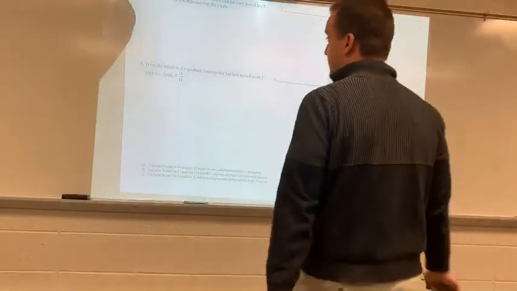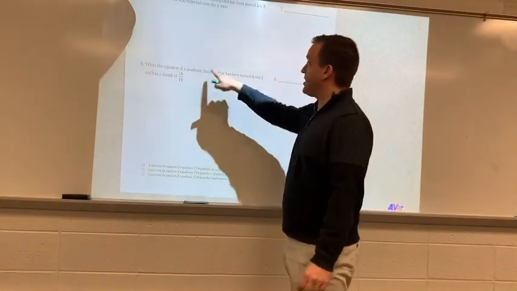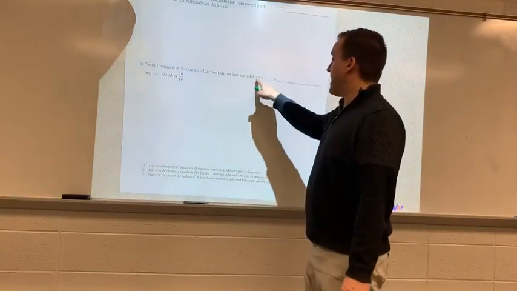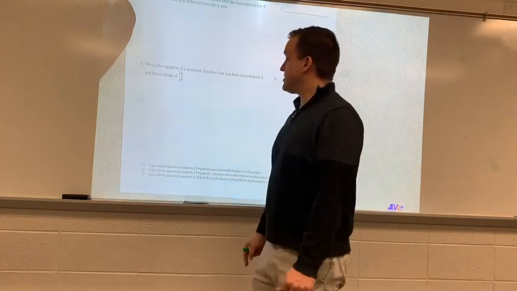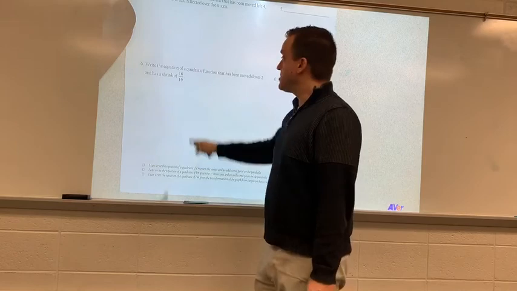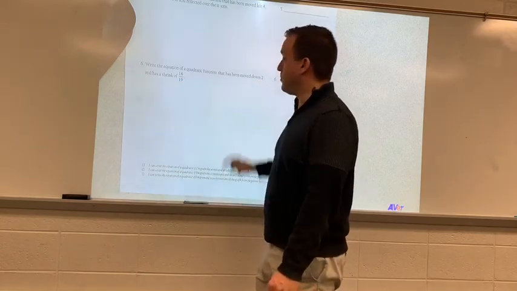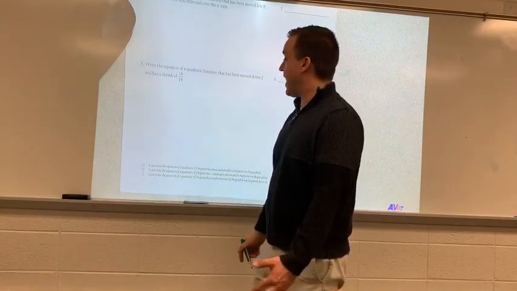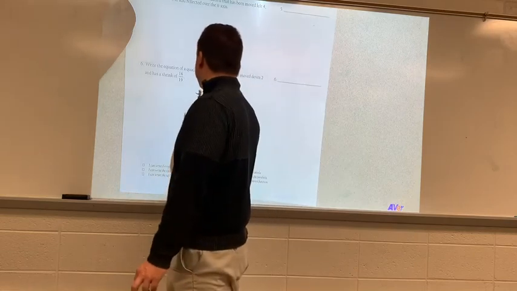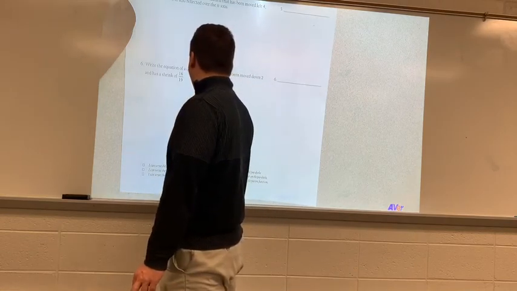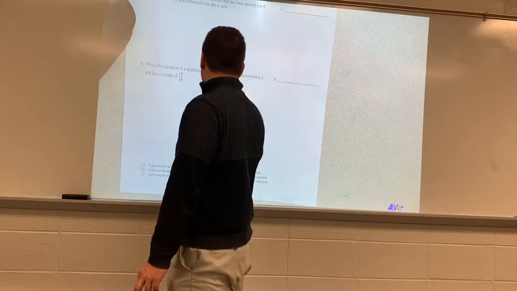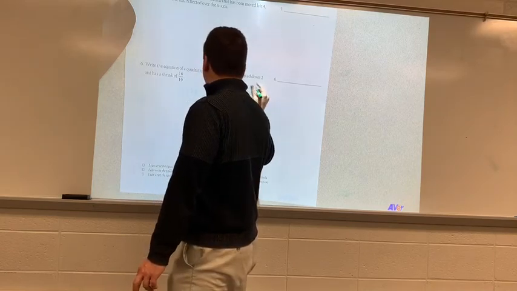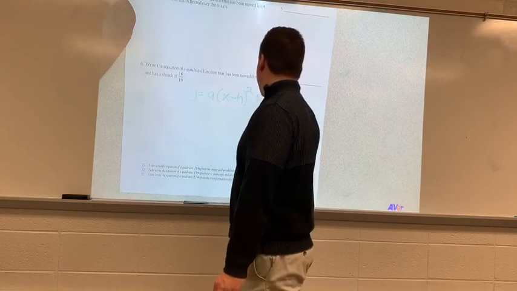For question 6, we have to write the equation of a quadratic function that has been moved down 2 and has a shrink of 16/19. So since it has a shrink and has been moved down, I can see that I'm going to use vertex form. So y equals a times x minus h squared plus k.